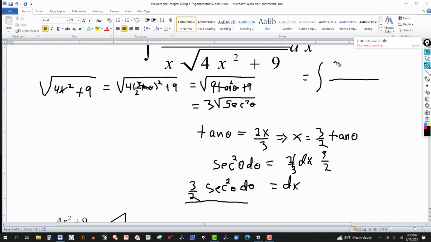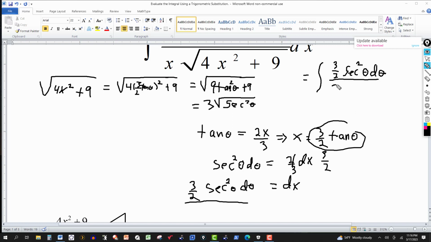So this will be 3/2 secant squared theta d theta. So now I have the numerator in terms of theta. Okay, in the denominator I have x. So we said x is this right here. So let's replace it there.